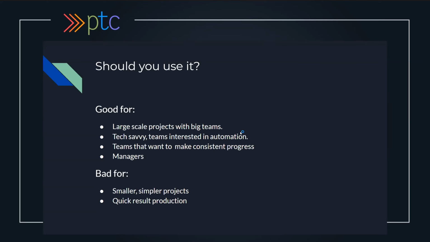If you're working in a really big team on a really big long project, I definitely recommend trying to use some kind of continuous integration if you can. As often as you can, try and merge back and make sure everything's still working, and that you have something working or something to show off at least, maybe not every day, but as often as you can. It's really good for tech savvy teams who are interested in automation. Like I mentioned, the automation can be a really big part that helps a ton. And it's also good for teams that want to make consistent progress.